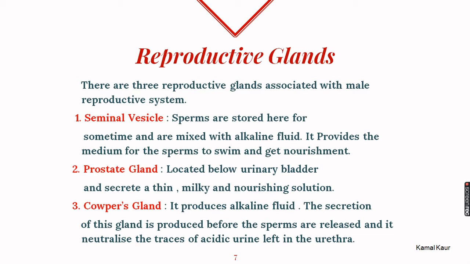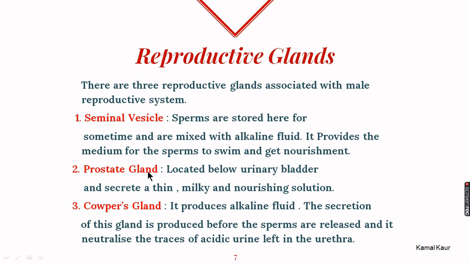Associated with the male reproductive system, there are three reproductive glands: seminal vesicle, prostate gland, and Cowper's gland. We know that sperms have to be passed through the urethra, through which urine is also passing, and urine is acidic in nature. Sperms do not survive in acidic medium. As a result, prior to the release of the sperms, first of all, secretion of Cowper's gland, which contains an alkaline fluid, is passed through the urethra. This alkaline fluid neutralizes the traces of acidic urine which are still left in the urethra.